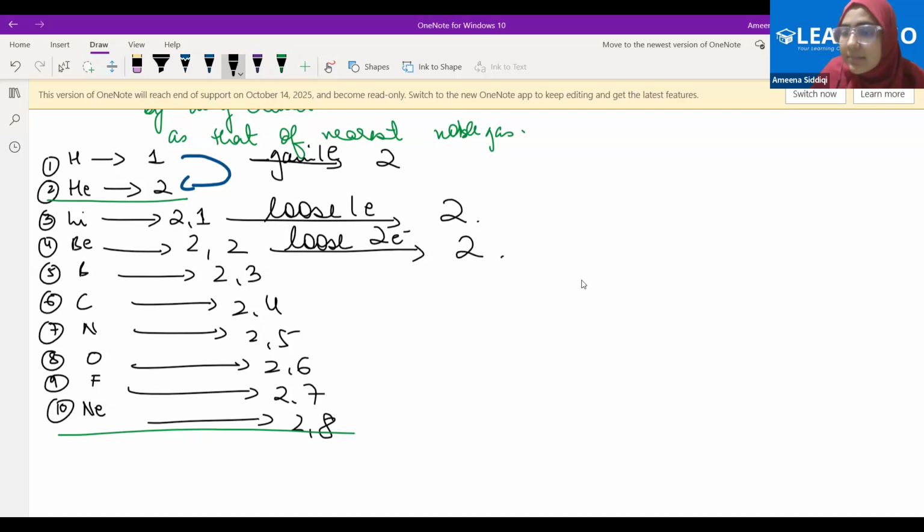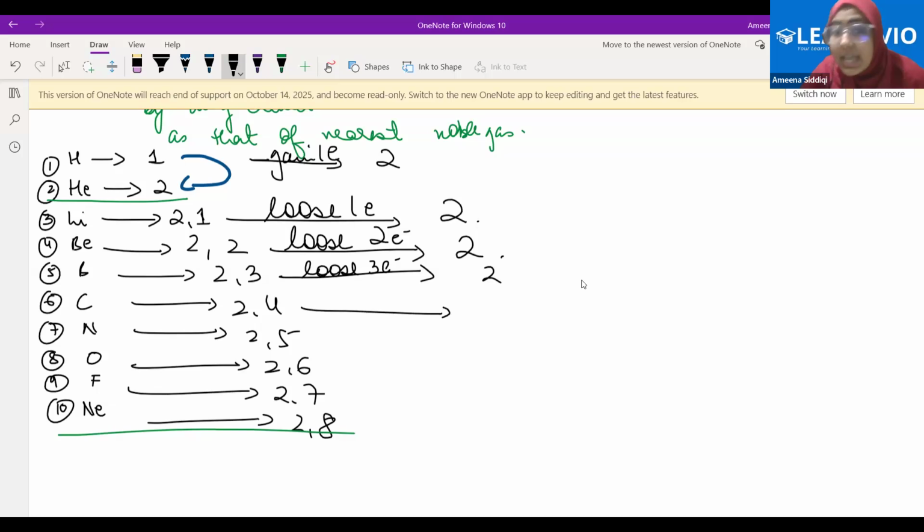It becomes like this. Boron, what will it do? Lose 3. Lose 3 electrons, right? And that's carbon, and it will be, which one is that atom? The fifth one is boron. Yes, fifth one is boron. B represents boron.